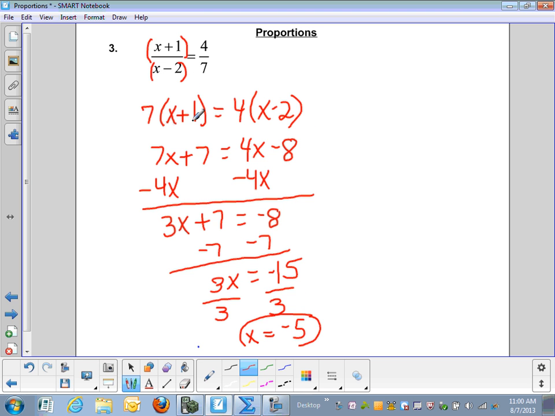So we're going to go ahead and substitute negative 5 in for x. Negative 5 plus 1 is negative 4. Negative 5 minus 2 is negative 7. A negative divided by a negative is a positive. So 4 sevenths equals 4 sevenths. So it checks.